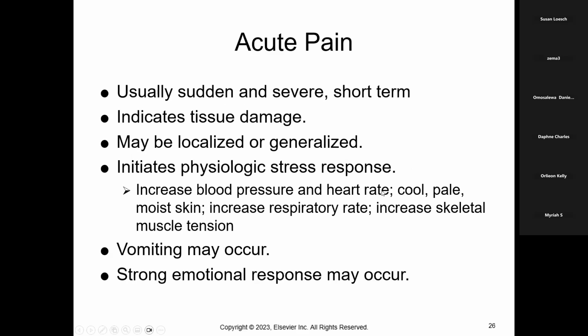All right. Acute pain is going to be sudden, oncoming, usually localized. And as a response, we'll see physiological changes, some of the same ones that we see with stress. An increase in the blood pressure and heart rate, pale, cool skin, because the body is vasoconstricting there, okay? Increased respiratory rate, increased skeletal muscle tension. These people can vomit, and sometimes you'll hear them cursing or screaming because of those strong emotions. You have to know the difference between acute and chronic.